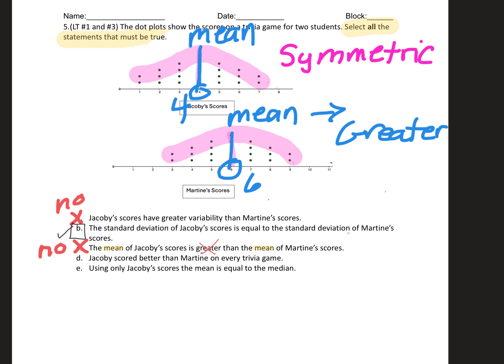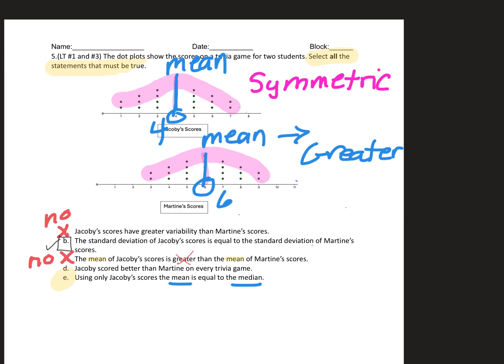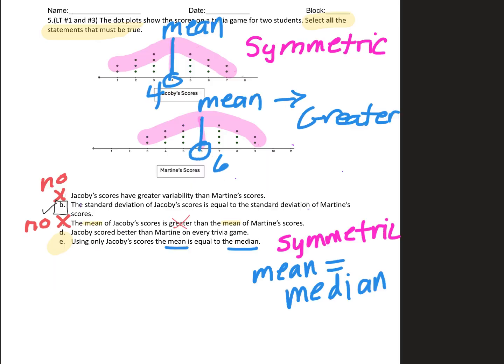I'm going to skip D for a second and look at option E because it's relevant to what we're doing right now. So for Jacobi, it says Jacobi scores, the mean is equal to the median. So again, when they're symmetric, like these are here, the mean does equal the median. So this is another one that is correct.